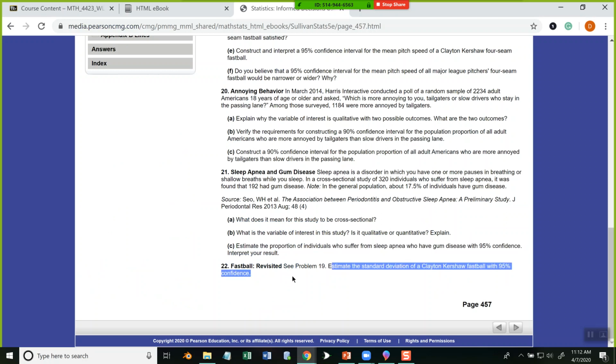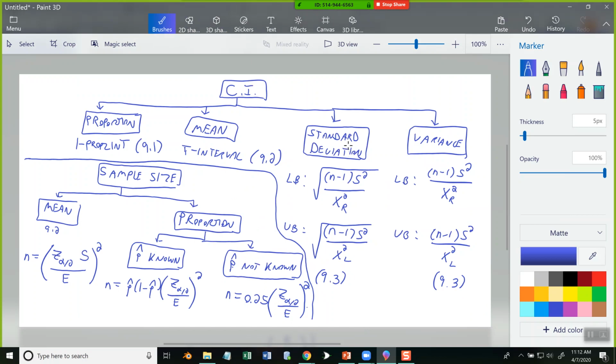Look at number 22. Estimate the standard deviation of a Clayton Kershaw fastball with 95% confidence. Again, they're not asking us to find a sample size. They're not asking how many should we sample, something along those lines. So they're asking for a confidence interval for the standard deviation. Confidence interval for standard deviation would be these formulas right here at 9.3.